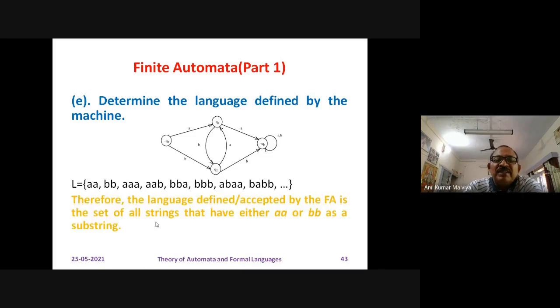Okay, now we can see the language defined and accepted by the finite automaton is the set of all words that have either AA or BB as a substring. This is the answer of the question. Okay, what is the language? Language is the set of words. So here we can say the language defined and accepted by the machine is the set of all words that have either AA or BB as a substring. Is it clear?